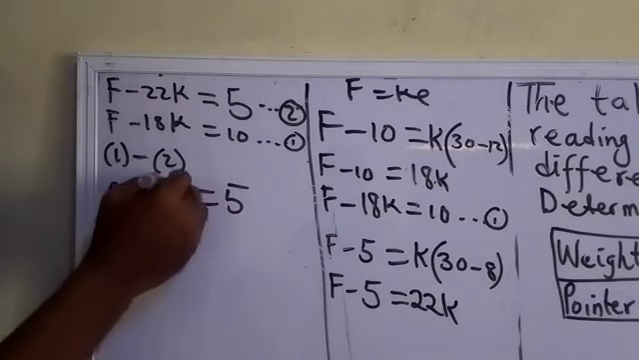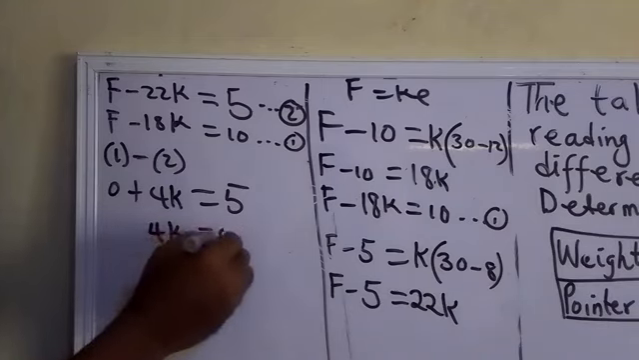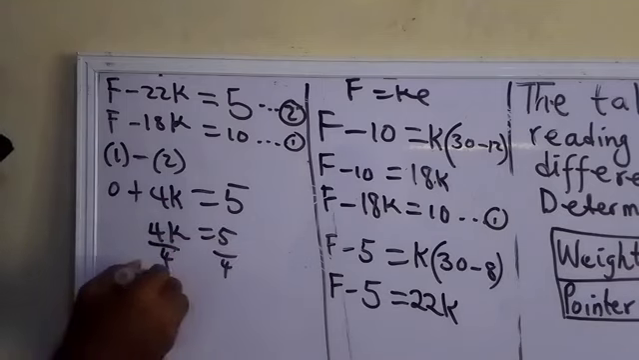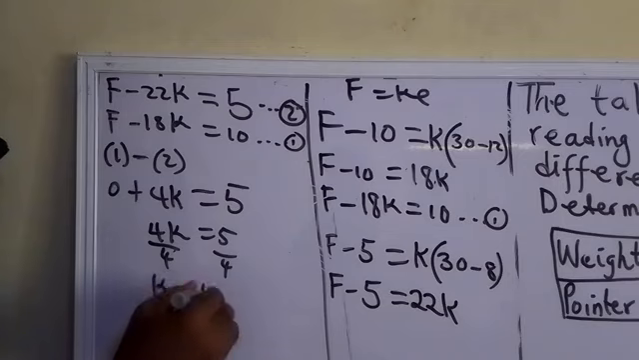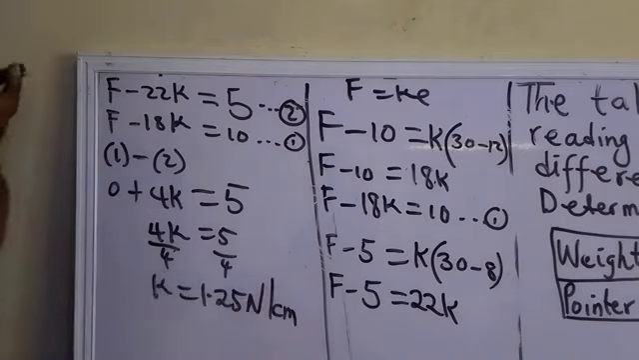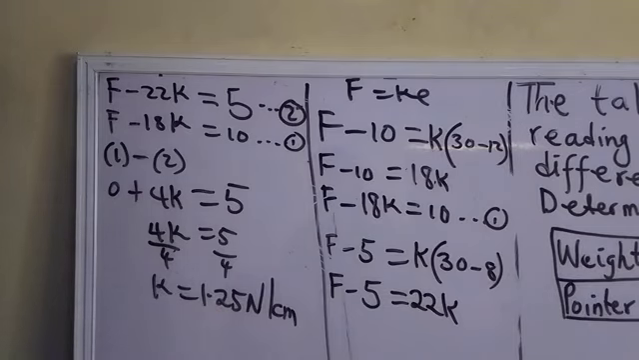Of course, there's K here. So we have 4K equal to 5. And of course, dividing both sides by 4, as simple as that, K equal to 1.25 Newton per cm. Now that I've gotten the right value of K as 1.25, how do we find F?